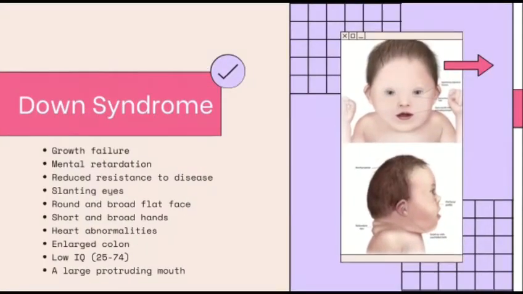Now, we will look at the characteristics of Down syndrome. Down syndrome has its own symptoms or effects. For example, they have growth failure, and they also have mental retardation, which easily reduces resistance to disease. They have eyes that are different from normal humans, that is slanting eyes, also a round and broad flat face, short and broad hands, and heart abnormalities, meaning they are prone to heart disease, and they also have an enlarged colon, low IQ, which is 25 to 74, while a normal person's IQ is 90 to 110. And the last one is a large protruding tongue, which can make it difficult to talk.